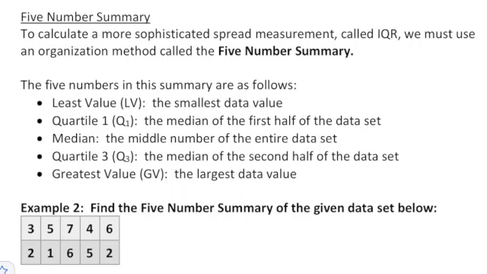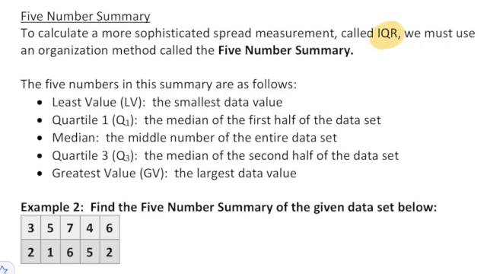There's a more sophisticated way to calculate spread called IQR, but in order to learn this, we're going to have to start with a concept called the 5-number summary. For a given data set, the 5-number summary is the least value, the first quartile, the median, the third quartile, and the greatest value of the data set.